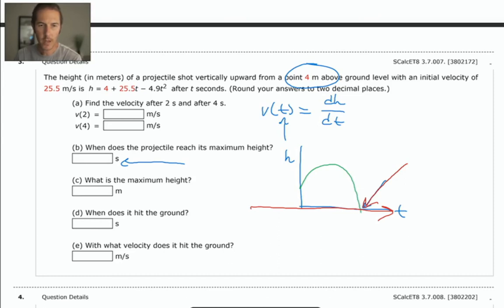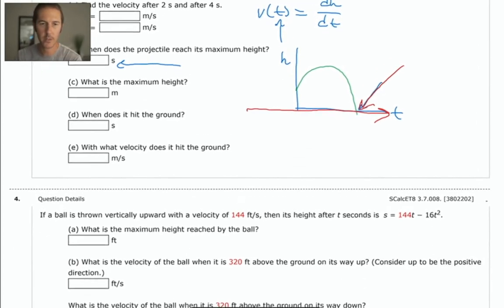So when does it hit the ground? You'll have a time value. That's the answer to part D. With what velocity does it hit the ground? You take that time value, plug it into the velocity function. You'll have your velocity when it hits the ground.